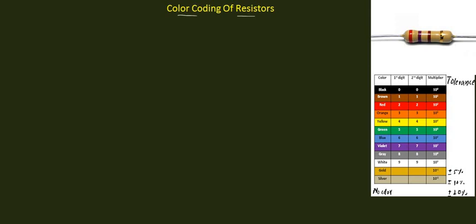Hello everyone. In the previous presentation we discussed the resistor and its types. In this presentation we will be talking about the color coding of resistors. So basically, what is the color coding of resistors?